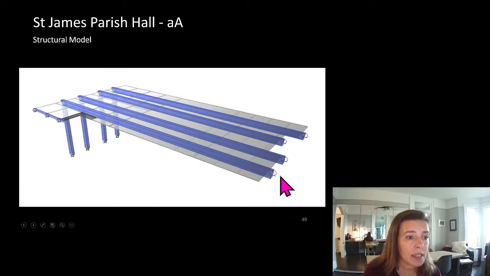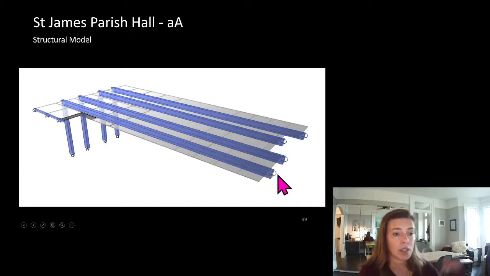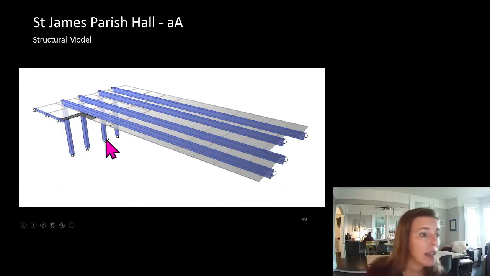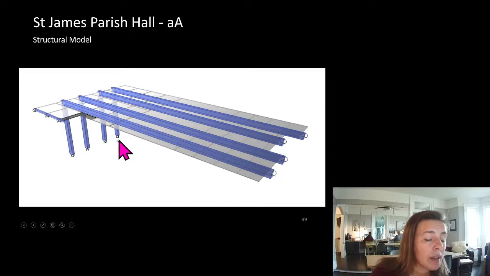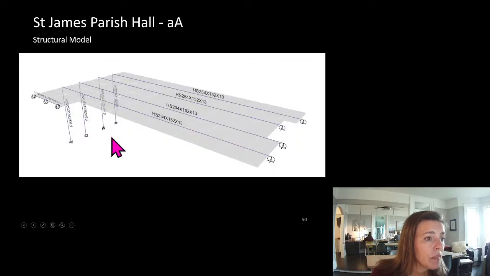So here is the model. At this end is where the existing church is that we were connecting to, and we modeled that as a roller condition, so we allowed that to have movement in this direction. These are supported on my structural steel that's in the ground floor. And then this is a moment connection.